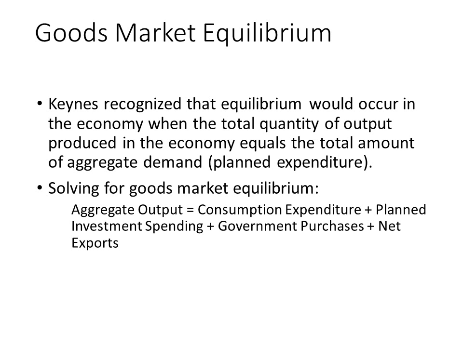Goods market equilibrium. Keynes recognized that equilibrium would occur in the economy when the total quantity of output produced in the economy equals the total amount of aggregate demand, or planned expenditure. Solving for goods market equilibrium, aggregate output equals consumption expenditure plus planned investment spending plus government purchases plus net exports.